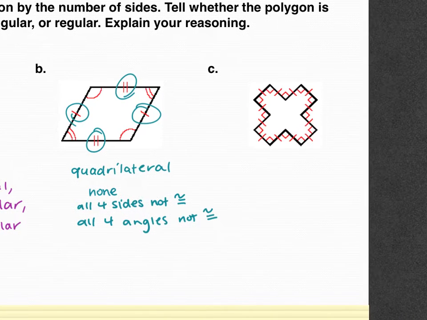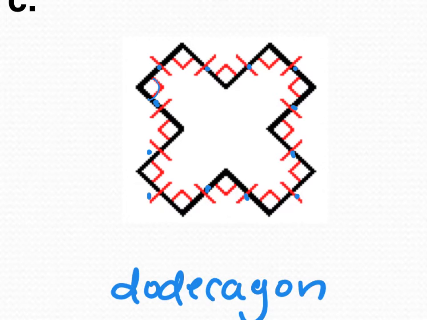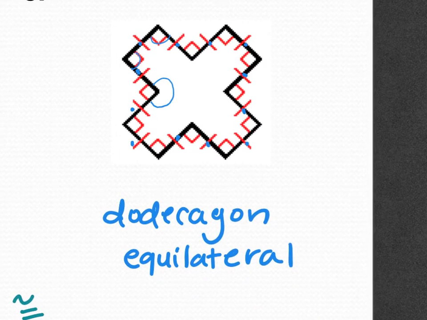Then we look at C. 1, 2, 3, 4, 5, 6, 7, 8, 9, 10, 11, 12 sides. Makes this a dodecagon. Is it equilateral? Yes, all the sides are marked as congruent. Is it equiangular? So be careful, right? Because look, this angle matches this angle, but this angle is on the wrong side, right? Which means they are not all congruent. That's the entire purpose of this question, so be really careful.